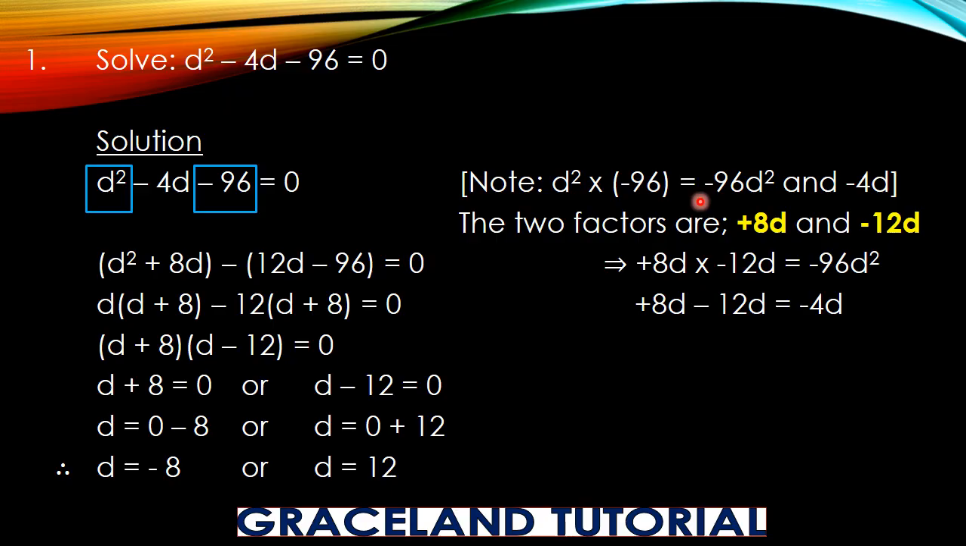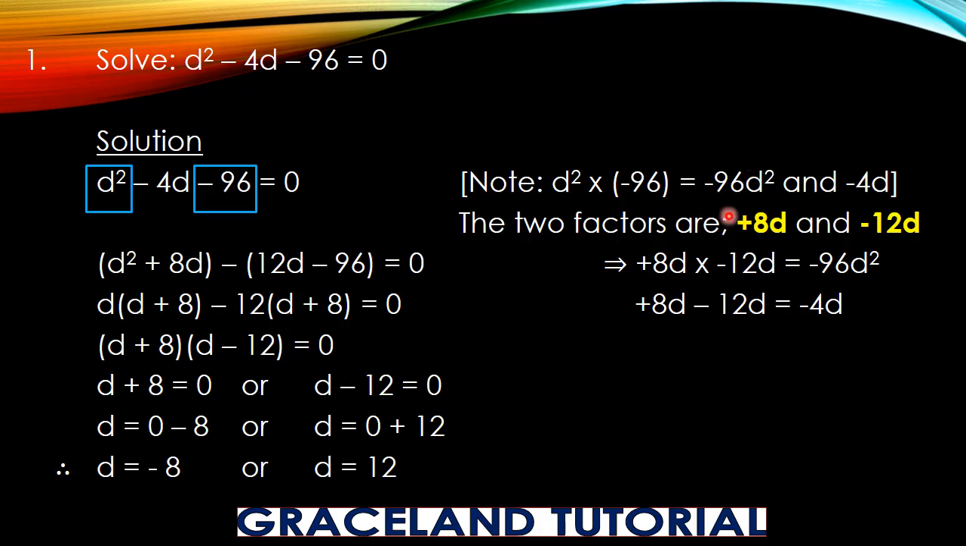Now, we'll consider two terms here: the product of d squared and minus 96, which is minus 96 d squared, and the term in the middle, minus 4d. Now, we'll look for two factors that when we multiply them, we will get minus 96d squared, and when we add them, we are going to get minus 4d.